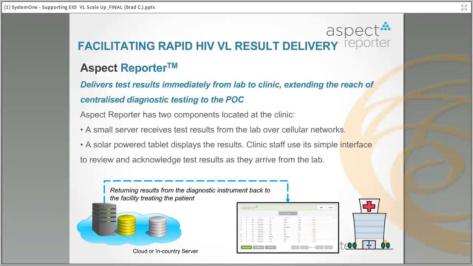And it automatically flags results for viral load above 1,000 copies, or samples that need, or patients that need to have an additional sample taken or be retested. So it really can help significantly reduce the turnaround time for results delivery from a centralized system back to a reporting facility in order to get the patients onto treatment faster.